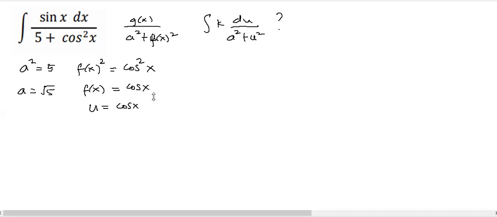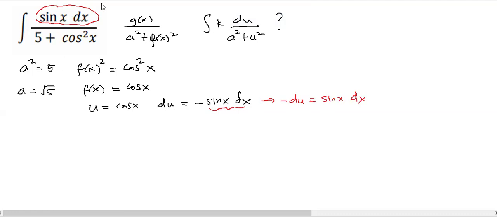So, cosine of x. Ano yung du natin? This is negative sine x dx. So, notice that the remaining part of the integrand, okay? This is sine dx, I think. So, we can solve for the value of this. So, what do we have? Negative du. So, multiply this by negative 1. So, yung negative sign punta sa kabila. So, negative du is sine x dx.